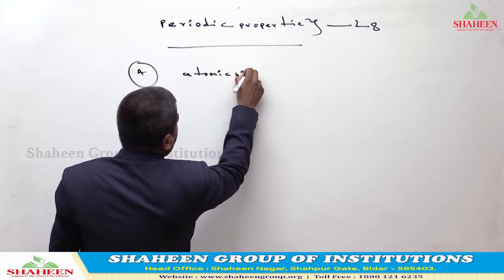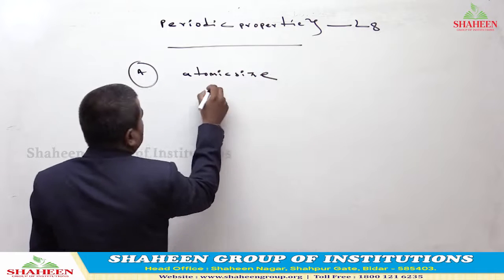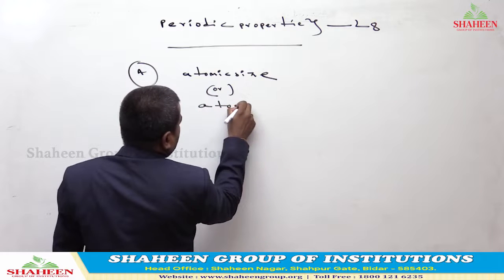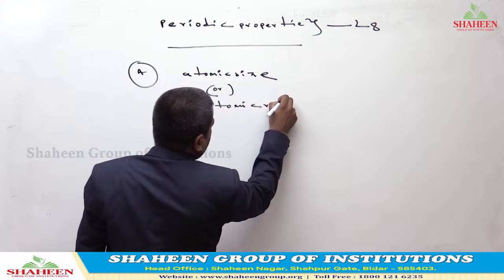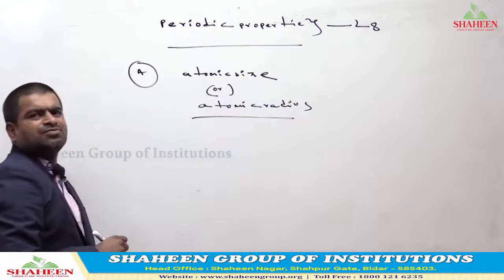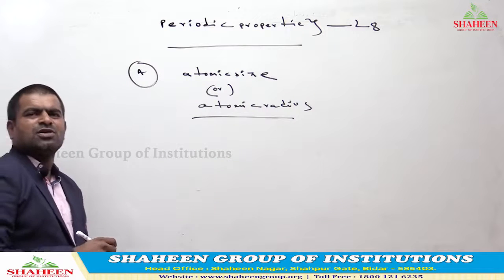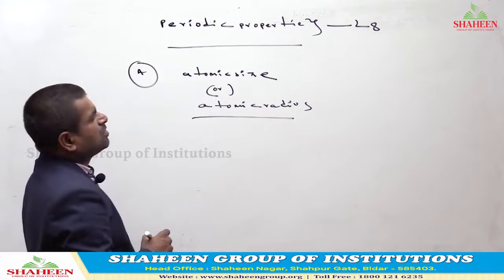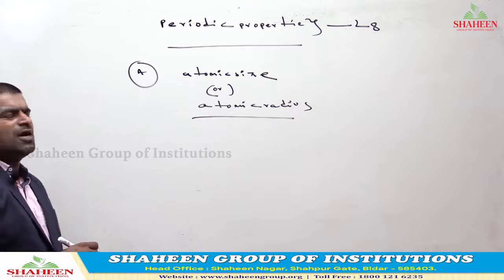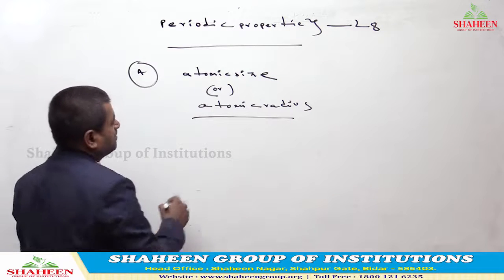Atomic size, or atomic radius. Atomic size is nothing but the distance between the nucleus and the outermost electron of an orbital of an atom. It is called atomic radius.